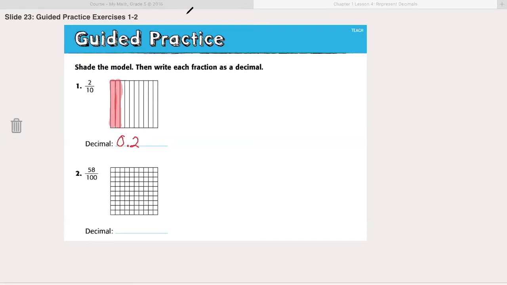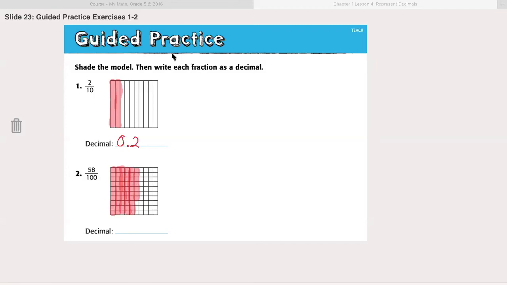Number 2. 58 hundredths. All of these little squares represent 1 100th. To indicate 58, I would have to fill in 5 tens, right? 10, 20, 30, 40, 50, and then 8 ones. Okay, that's 58 out of 100, 58 hundredths.